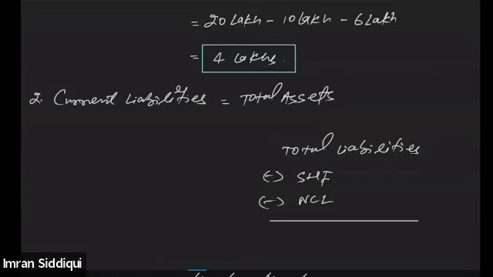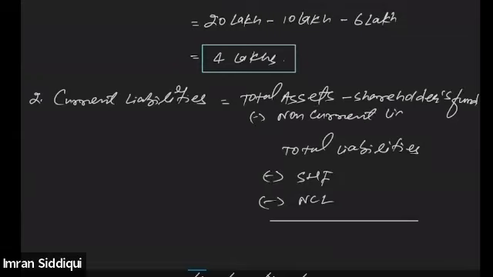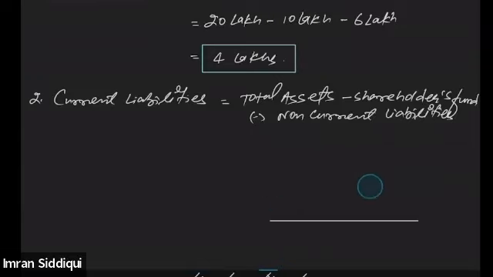And out of total asset, we'll simply subtract the shareholders fund, and we'll also subtract the non-current liabilities. So why are we taking the value of the total asset? Because the total asset is always equal to total liabilities. By applying this simple formula, we can get the value of the current liability.